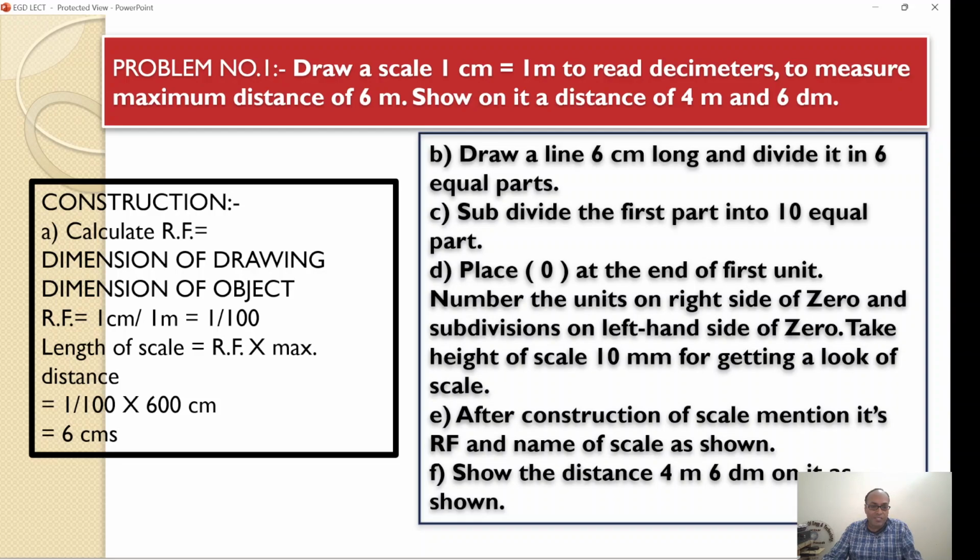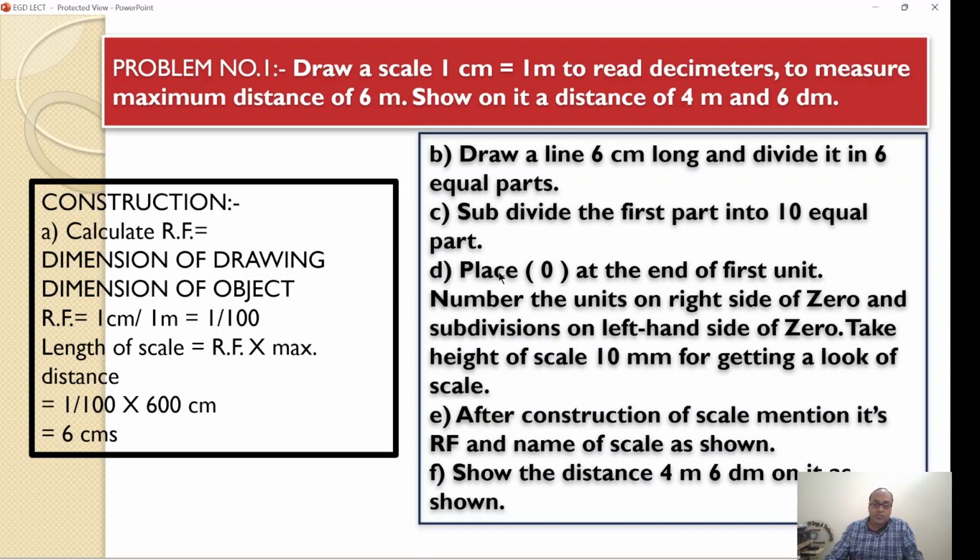So our RF is 1 by 100 in this case, and then for the length of the scale, we know the formula. It is RF multiplied by the maximum distance. What is the maximum distance here in the problem? We can see that the maximum distance is 6 meter. So we multiply RF, that is 1 by 100, with 6 meter. 6 meter means 600 centimeter. So 1 by 100 into 600 centimeter, we get the length of the scale as 6 centimeters.